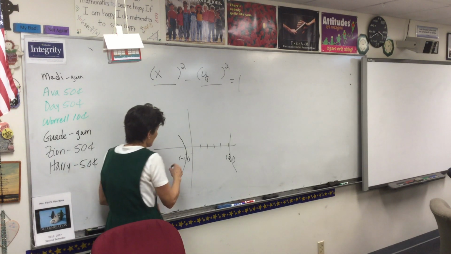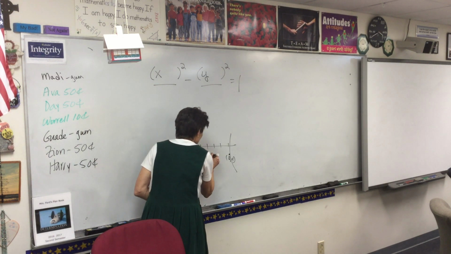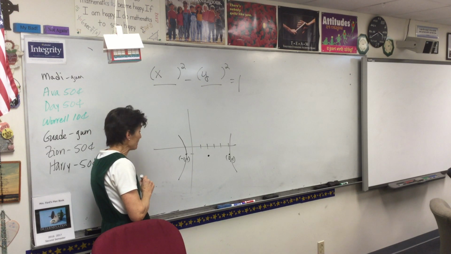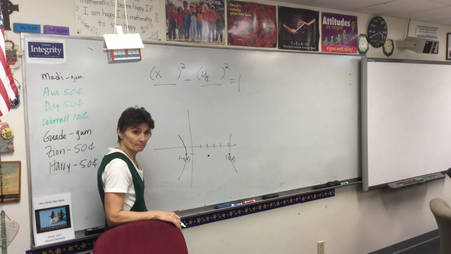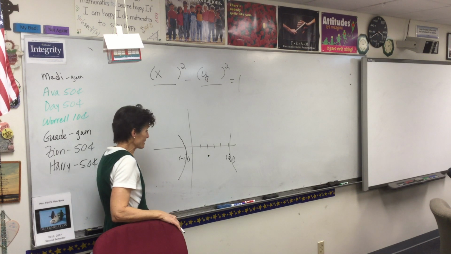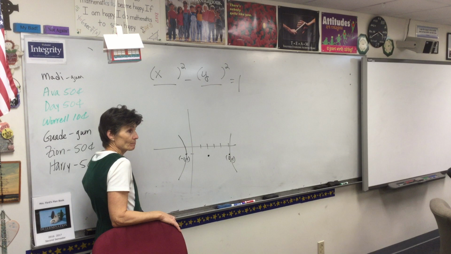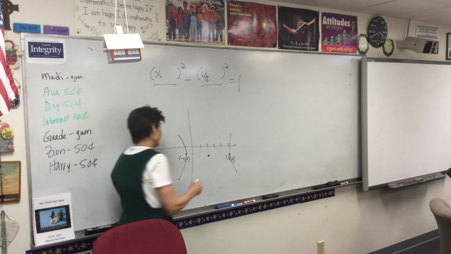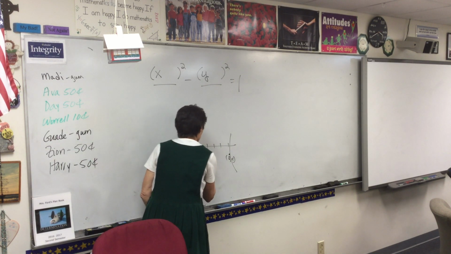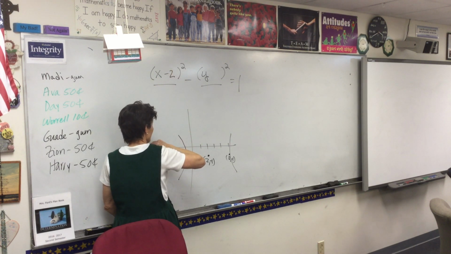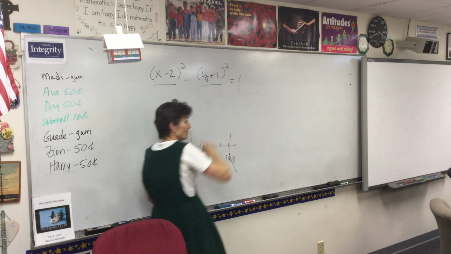Now, would you agree the center is in here somewhere? Wouldn't it be right in the middle of those 2 points? So what's the middle of -1 and 5? 2, -1. So I can come up here and say x minus 2, y plus 1.